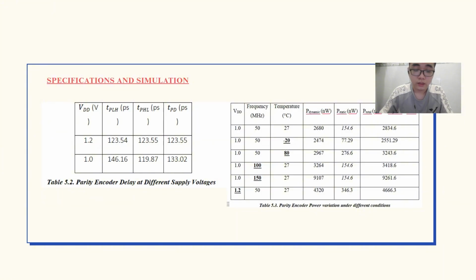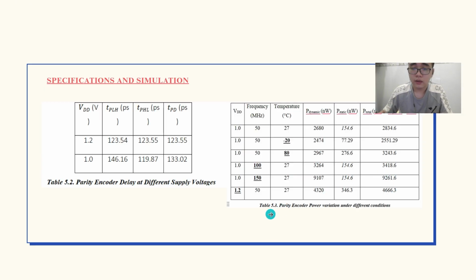this leads to higher leakage current and reduced resistor efficiency at elevated temperatures. And when it changes from 1 volt to 1.2 volt, the total power rises to 4666.3 nanowatt. Dynamic power is proportional to VDD squared in the CMOS circuit.